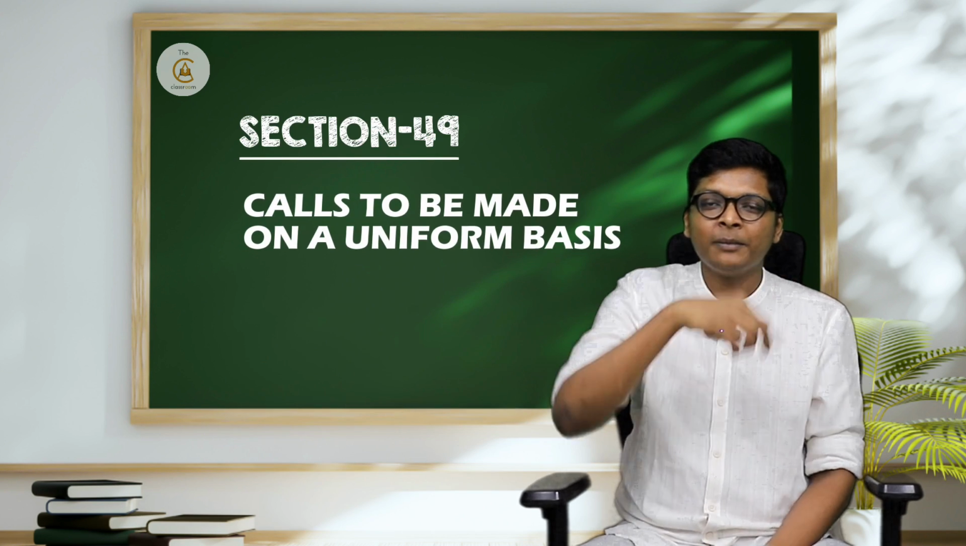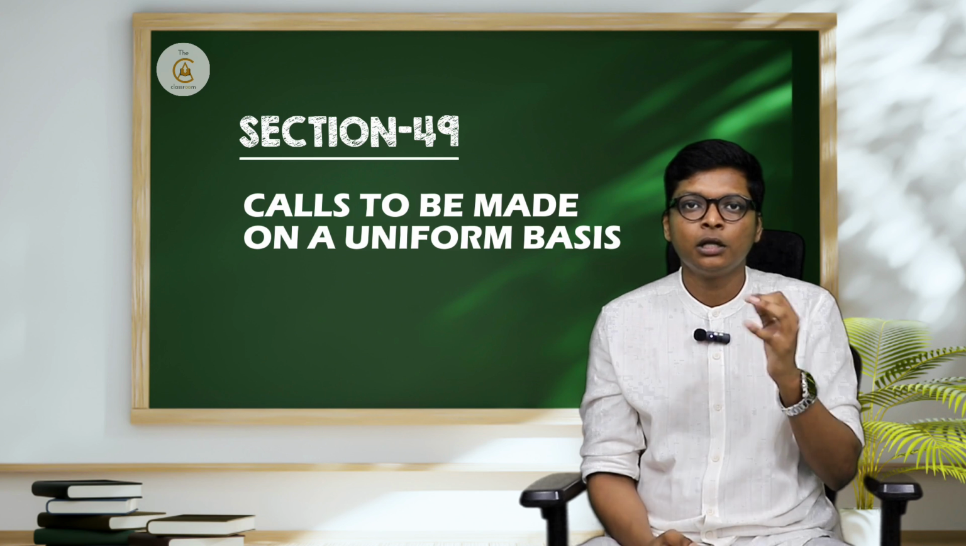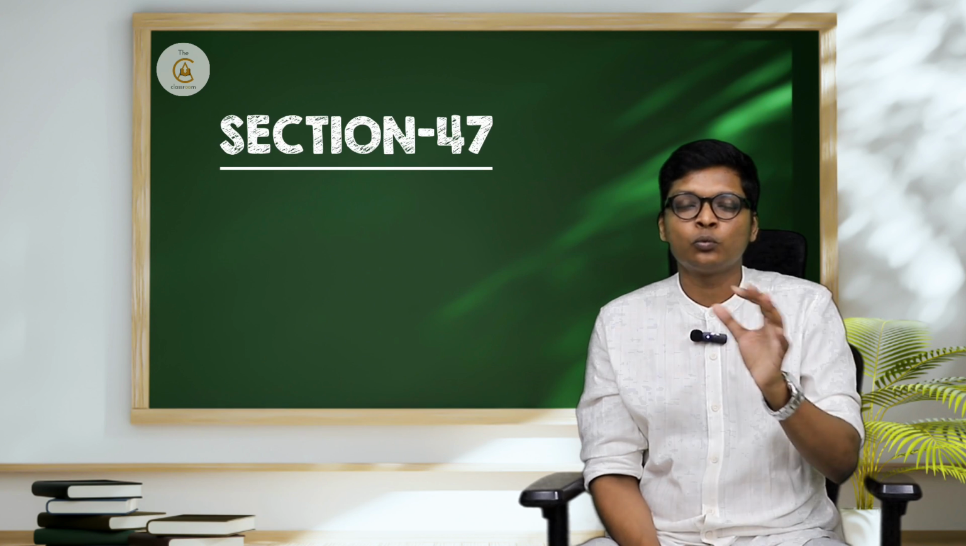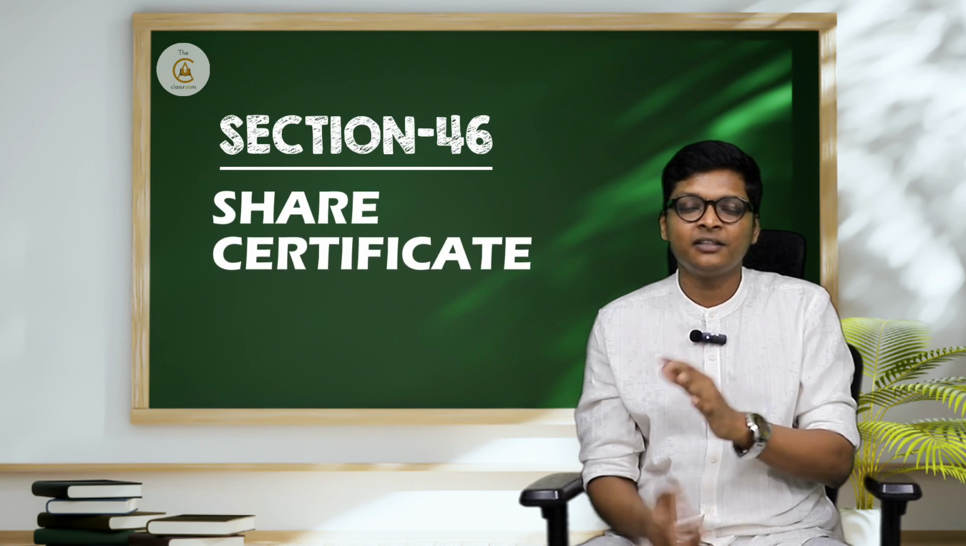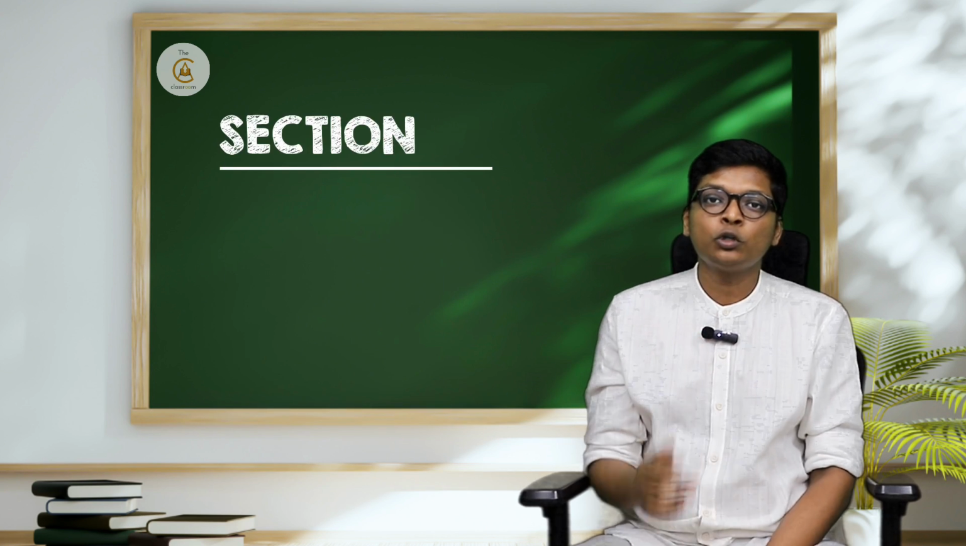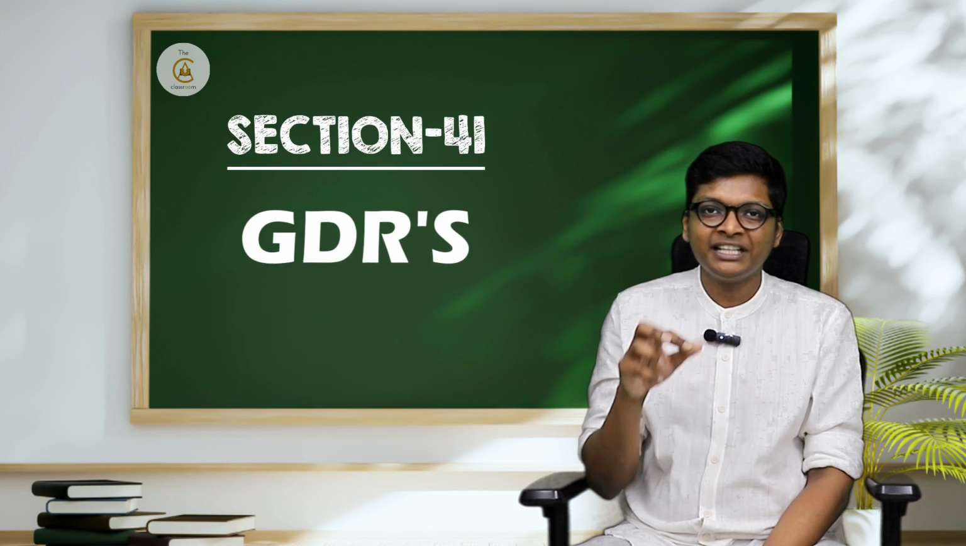49 dividend to be called equally on all shares of same class. 48 is variation of shareholder rights. 47 is voting rights. 46 is share certificate. 45, 44 we don't have. 43 is types of shares. 42 is private placement. Next 41 is your GDRs.